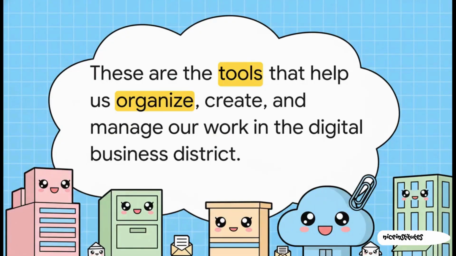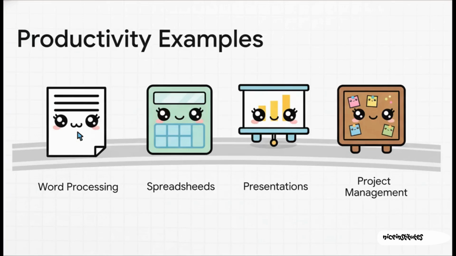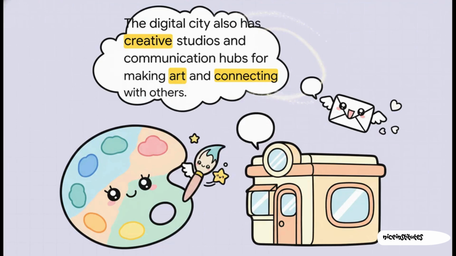So let's start our tour in one of the biggest parts of town, the Business and Productivity District. These are the tools that help us all get organized, create things, and manage our work. Oh yeah, you know these buildings for sure. You've got your word processors like Word and Docs for writing stuff up, your spreadsheets like Excel for keeping all your data organized, presentation tools like PowerPoint, and even these really cool project management platforms like Trello that help whole teams coordinate massive projects.